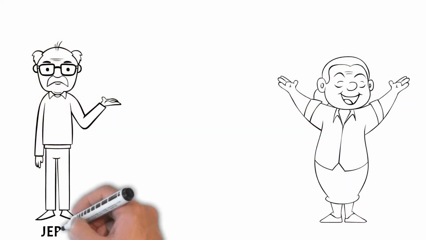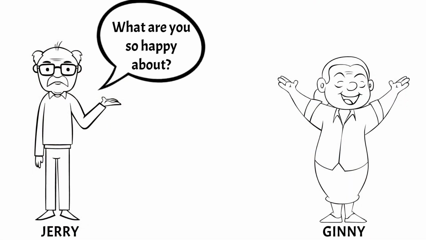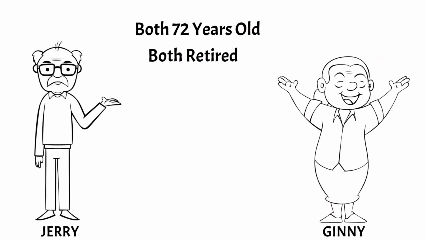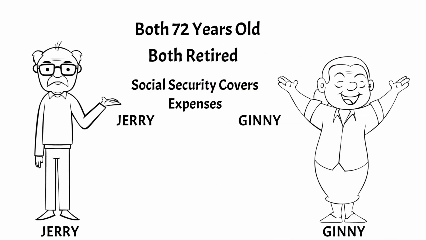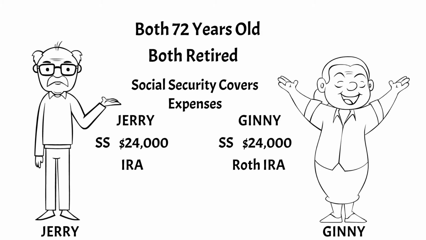All right. So here we are with our friends Jerry and Ginny. Jerry and Ginny are both 72 years old and retired. They have modest needs that they have been able to meet using just their Social Security benefits of $48,000 per year, $24,000 each. Jerry has an IRA and Ginny has a Roth IRA.